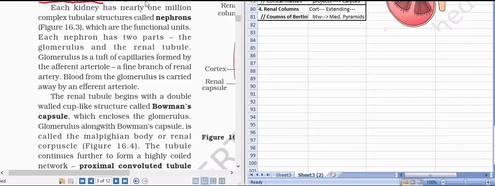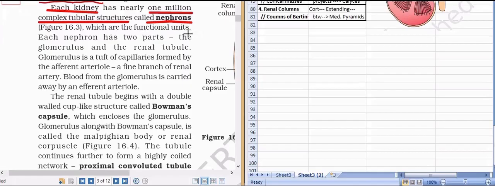Hi, let's see the next topic. Here it is discussing the nephrons, especially. Each kidney has nearly 1 million. Okay, this quantity is being stated. Next, it's a definition. They are complex tubular structures, and that is called a nephron. So there are notes for the nephron especially.